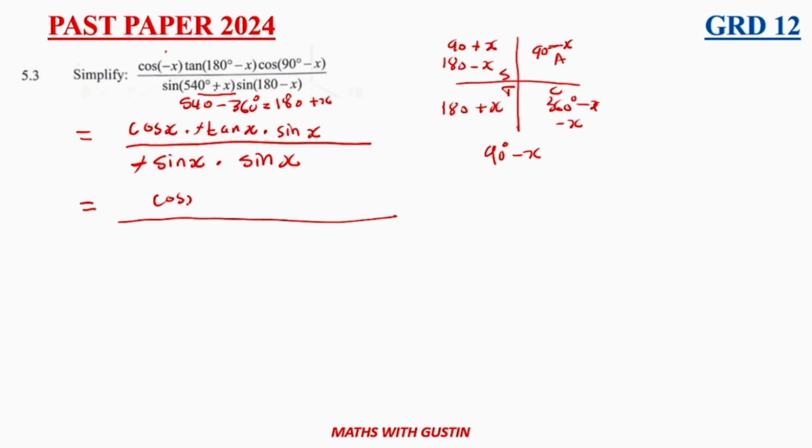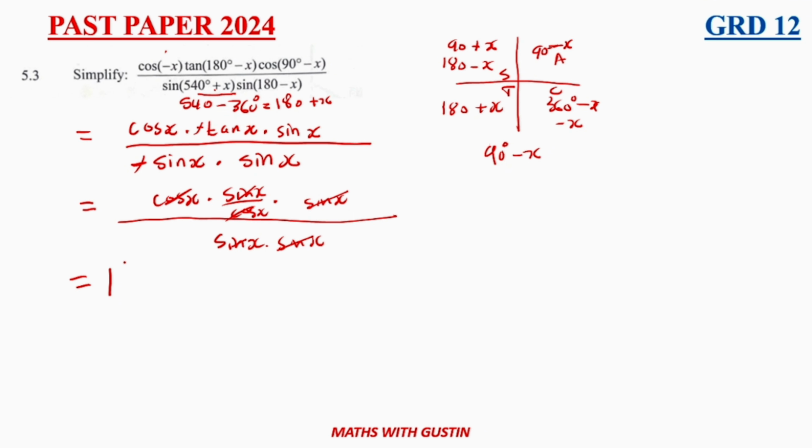We have got cos x, and then tan x is also sine x over cos x, multiplied by sine x here. Cos x and cos x would cancel out. Sine and sine at the bottom, we can also cancel out with another sine here. This sine would cancel with this sine here. This sine would cancel with this sine here. Our answer, we're left with 1.